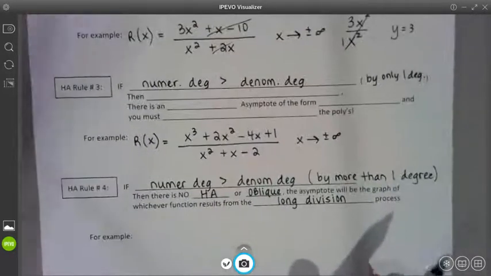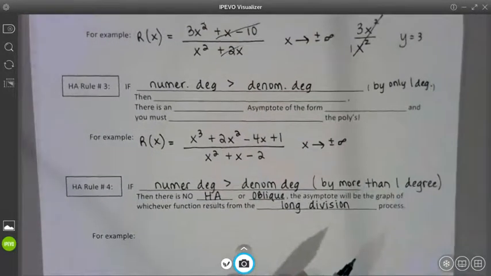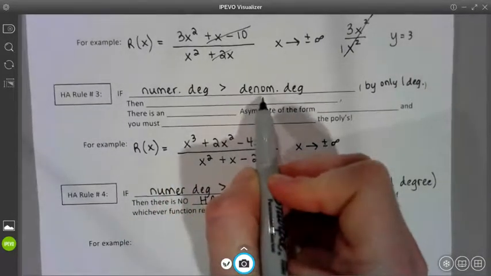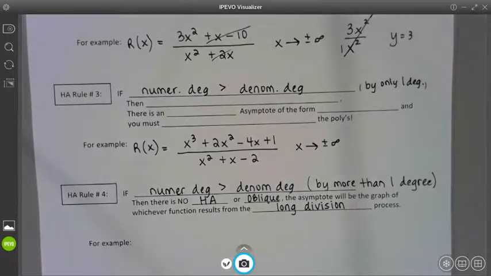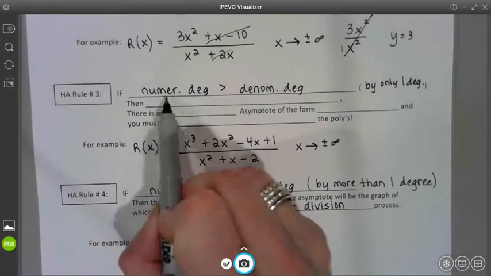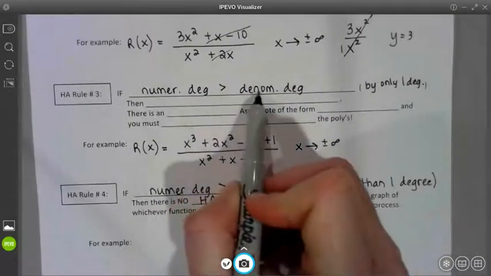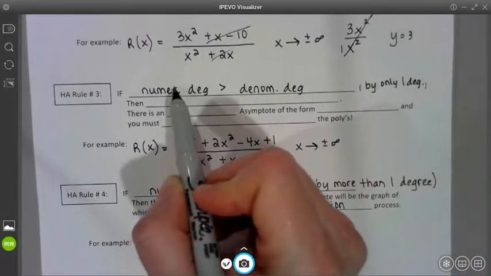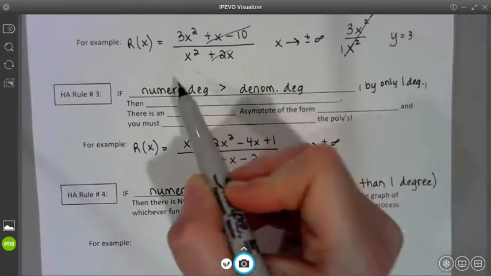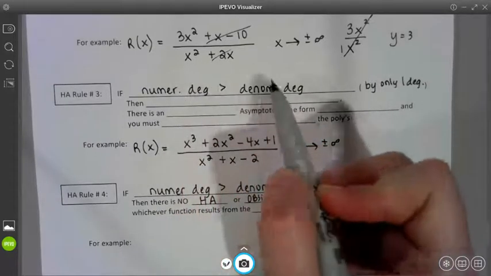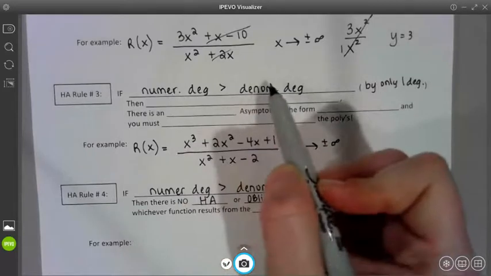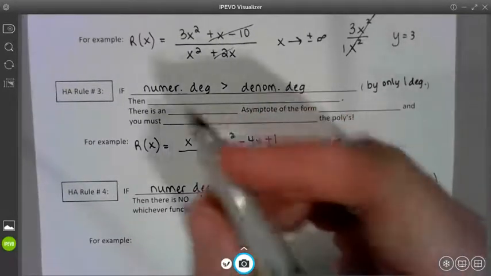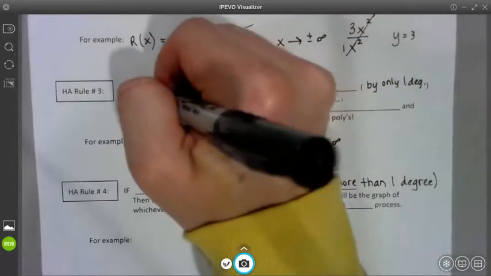All right, horizontal asymptote rule number 3. If the numerator's degree is bigger than the denominator's degree, that's the only scenario we have left, but I have to put a stipulation on it. If the numerator's degree is bigger than the denominator's degree, but only by 1 degree, so like a degree 4 compared to a degree 3, a degree 3 compared to a degree 2, right? A degree 5 compared to a degree 4. It can only be bigger by 1 degree, all right? Then there is no horizontal asymptote.